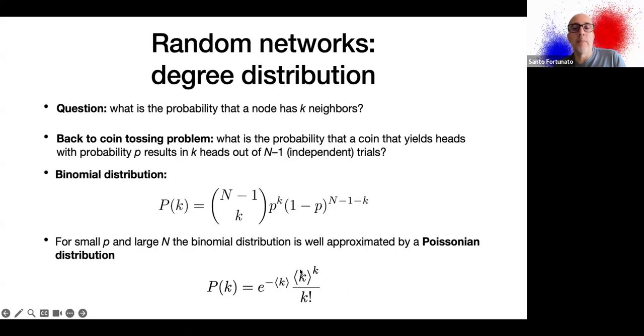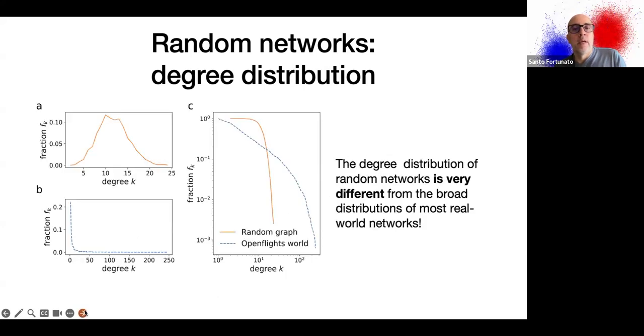It's approximated well by this formula, where average k is the average degree of the network, which, as I told you before, is p times n minus 1. And this is a factorial. And this k, of course, is the number of neighbors of a node. What does a Poissonian look like? It looks like this, here, this orange curve. It has a peak, and then it goes down very quickly with the value of the variable.